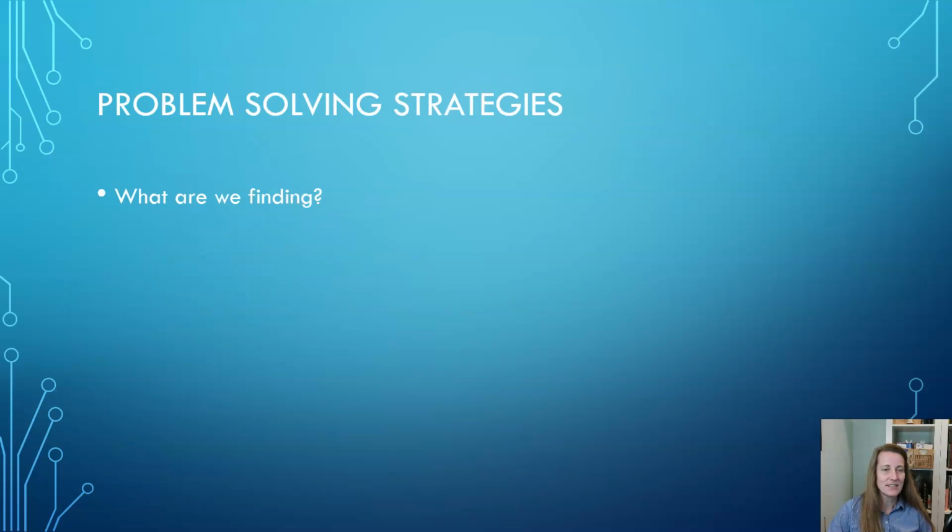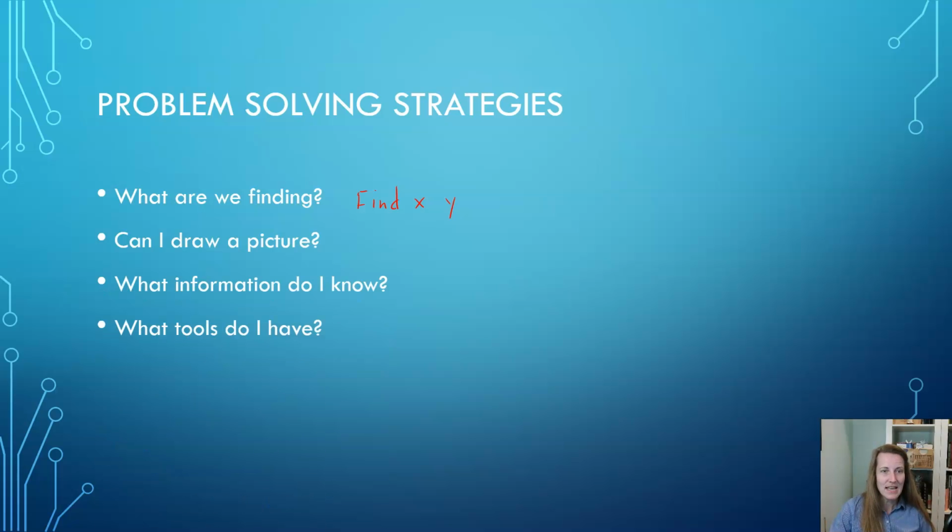Problem-solving strategies. What are we finding? You write down on your paper for every word problem, find X, find Y, and you're going to label exactly what those mean. And we're going to go through those examples. Can I draw a picture? What information do I know? And what tools do I have to work with?